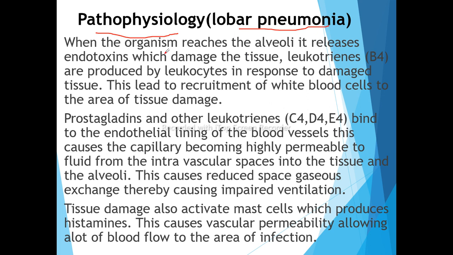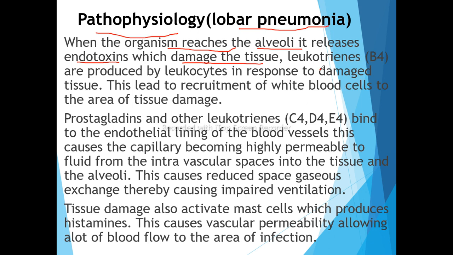Now let's look at the pathophysiology of lobar pneumonia. The first thing is that we are going to have this microorganism which will be inhaled. This microorganism will reach the alveoli. Upon reaching the alveoli, it is going to release toxins. Specifically, this should be a bacteria, because bacteria are the ones that release toxins. Then the virus will penetrate the cells. So these toxins, once they are released, will damage the tissues.